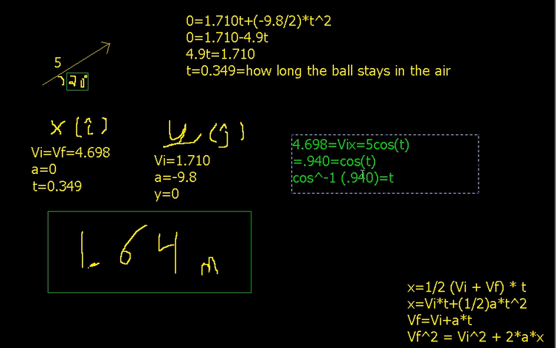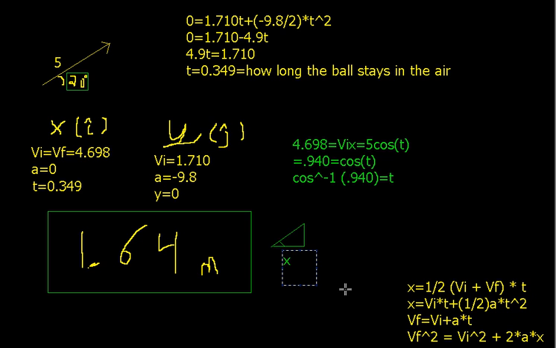Which basically what that's doing is that's saying, okay, if you have the cosine, and the cosine is, say, x, and this angle is t, well then the inverse cosine of x is going to be equal to t. So for argument's sake, let's say that this hypotenuse, the radius of the circle, is 1.